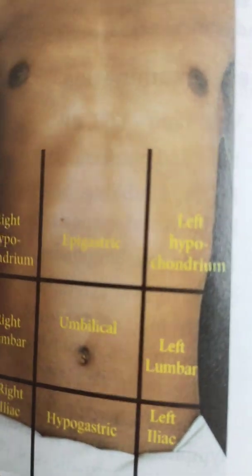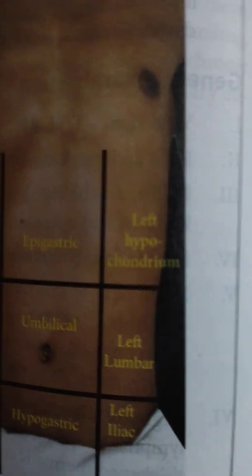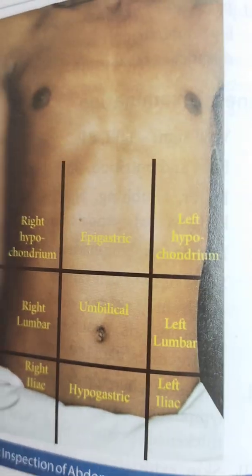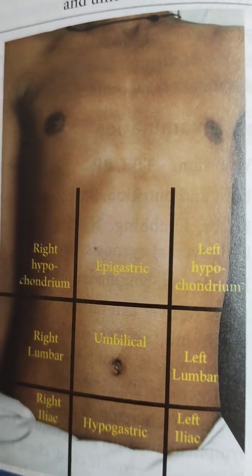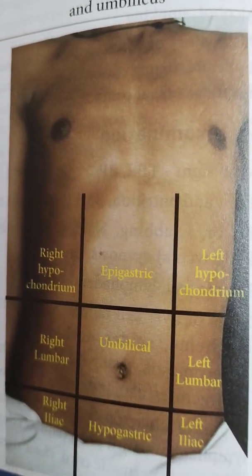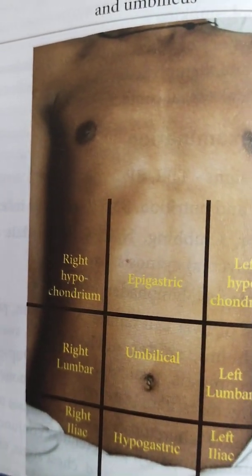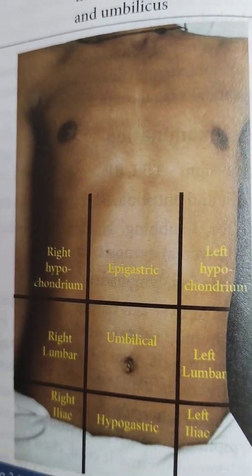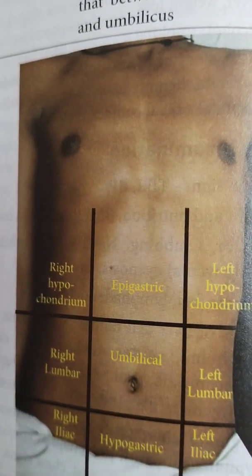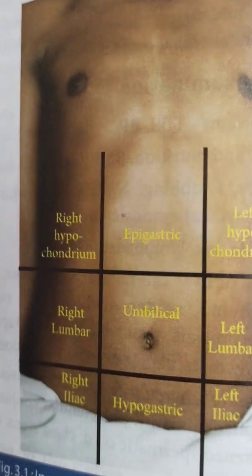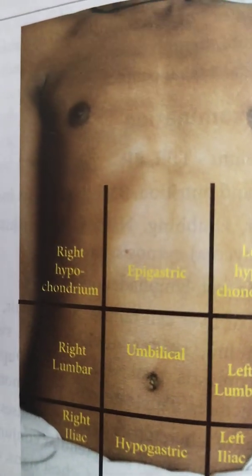Next, the left lumbar region shows renal colic as well as pyelonephritis. So pyelonephritis can be seen in left as well as right lumbar regions. In right iliac region, we have late appendicitis. So when the patient has a pain in umbilical region, there is early appendicitis. When the patient has a pain in right iliac region, we have late appendicitis.